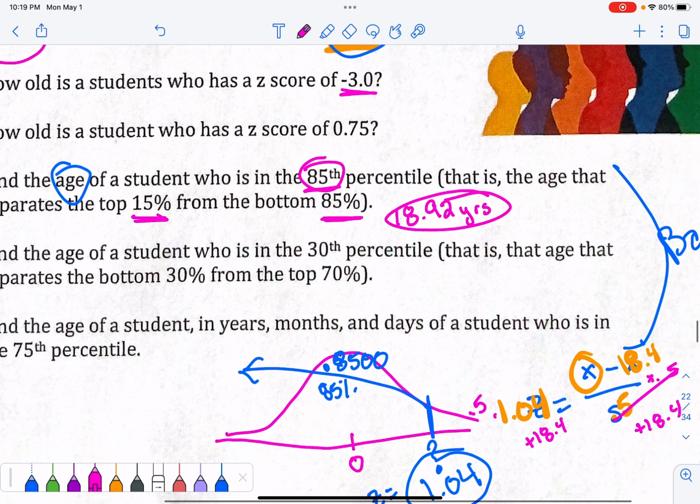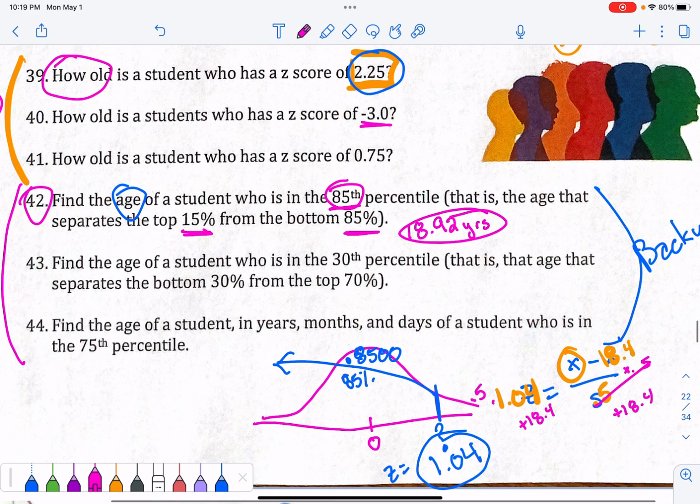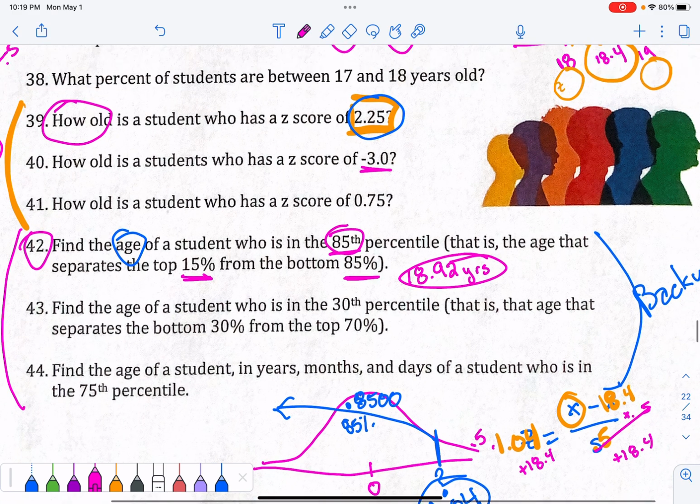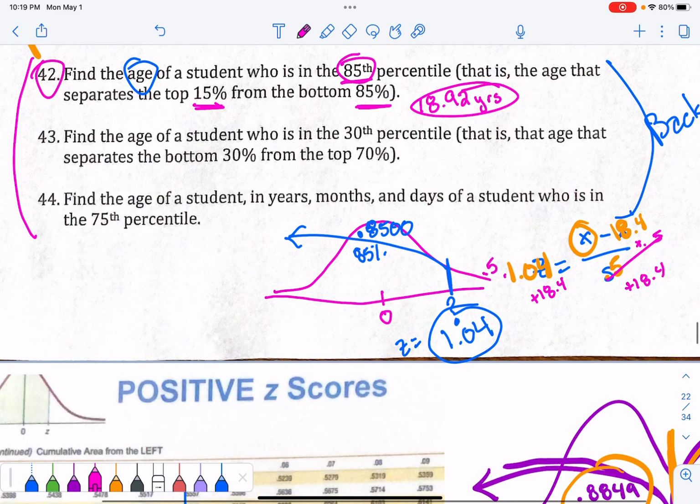If you are in the 85th percentile, meaning that you are older than 85% of all of the seniors in your class, you're going to be 18.92 years old or older. So fill in the rest of those holes. Some of them take a little bit of time, but there you go. That's all I have.